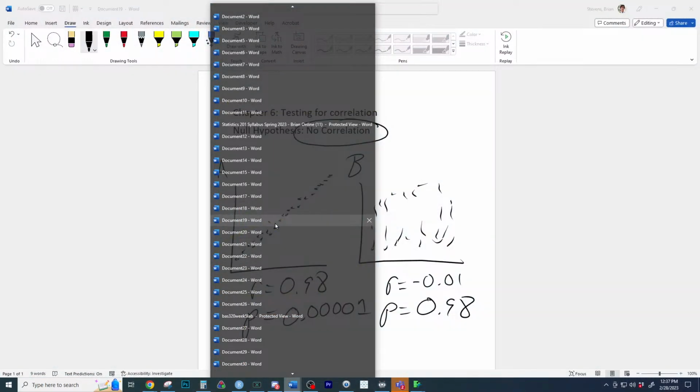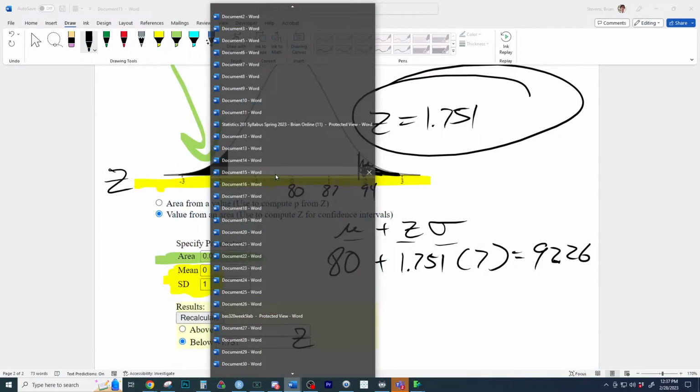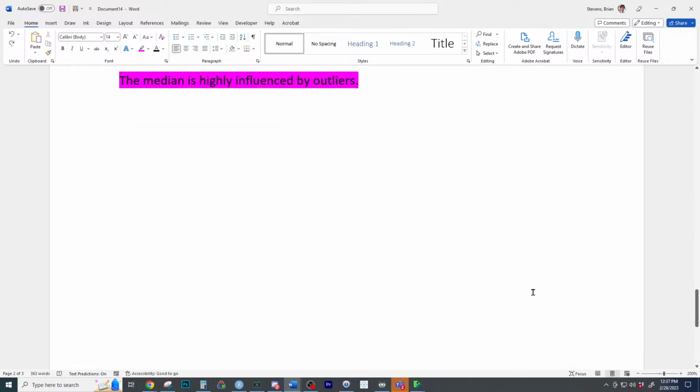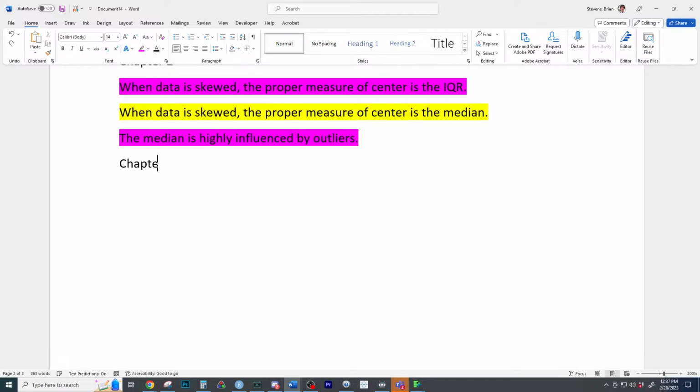We got chapter 1. Where is it? There we go. Do a little chapter 1 here and then finish off. So chapter 1. Let's see, this is not in the right order anymore. Quantitative variables must be real numbers. True or false? Quantitative variables must be real numbers.